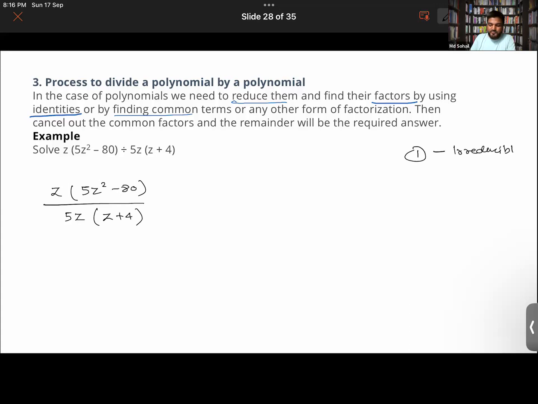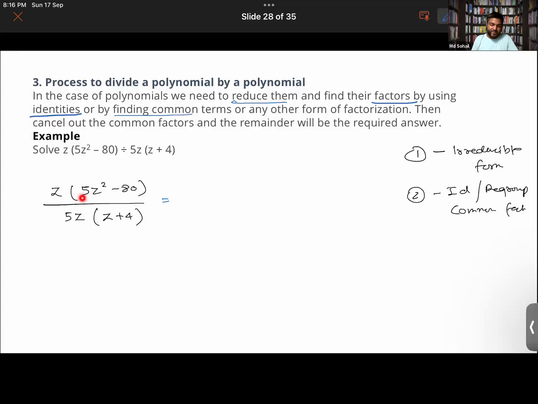Now the second thing, guys: you can use the identity, or if need be, you can regroup it, or if there's need, you can find the common factor. It will depend upon the nature of the question. The question is basically two polynomials, and you don't know what the type of question is going to be. Let's do it now. Here, in 5z square and 80, what is common?